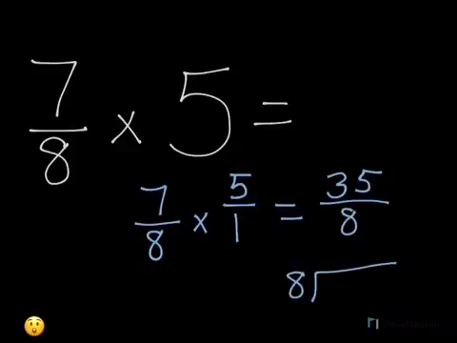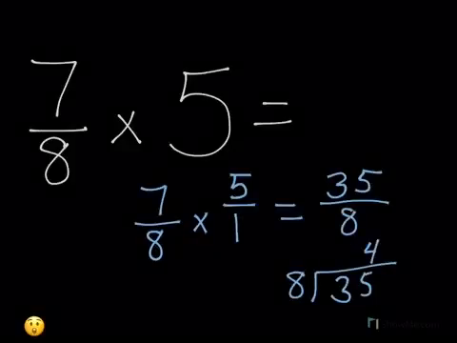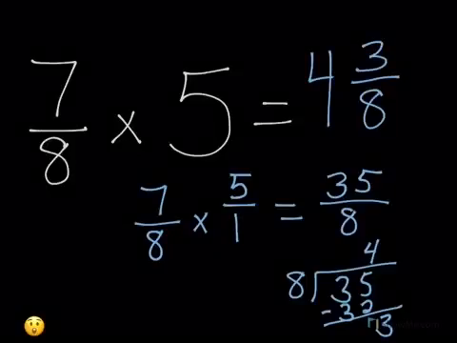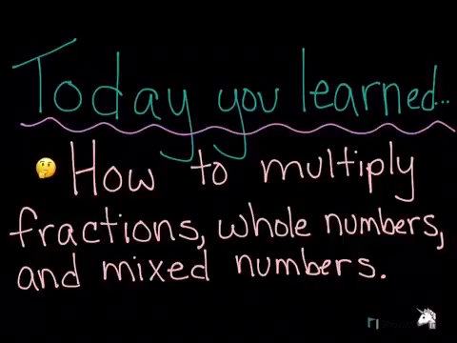I have an improper fraction. I'm going to divide, remainder 3. So my final answer is 4 and 3/8. Today you learned how to multiply fractions, whole numbers, and mixed numbers.